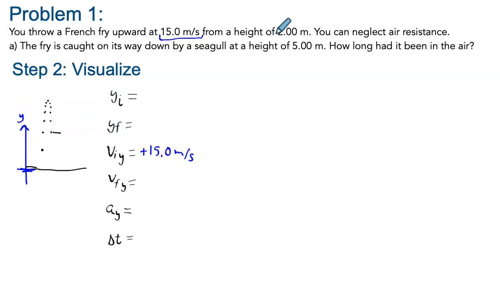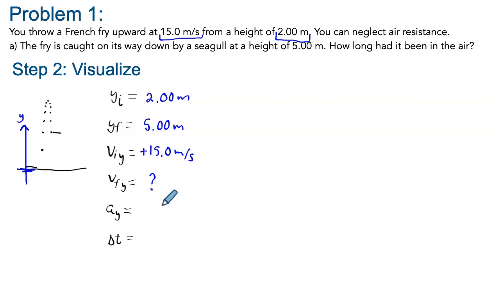Then from a height of 2 meters, so that's also important information. That tells us what is the initial height of the fry. The fry is caught on its way down by a seagull at a height of 5 meters. So we know that the final height will be equal to 5 meters. The final velocity is not given. Be careful, it's not equal to 0 in here. Even though the seagull is catching it, we are looking for the motion just until the moment, a fraction of a second before the seagull is in play. So we don't know this one.